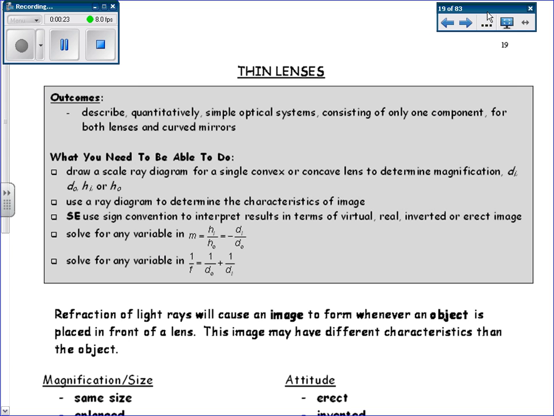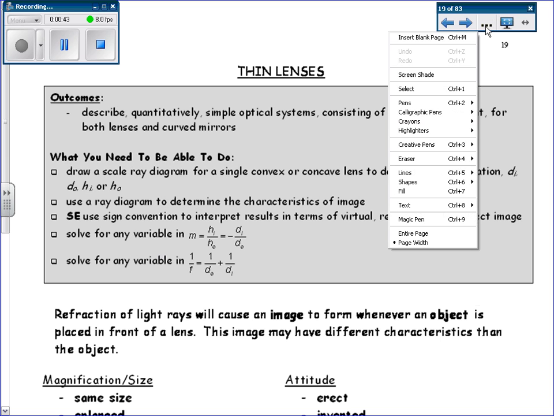the information. So the outcomes in here are described quantitatively, so with numbers, simple optical systems consisting of only one component for both lenses and curved mirrors. So today we're doing lenses. Wednesday you'll do a lab with lenses, and then Thursday we'll talk about curved mirrors. So that is a green describe.